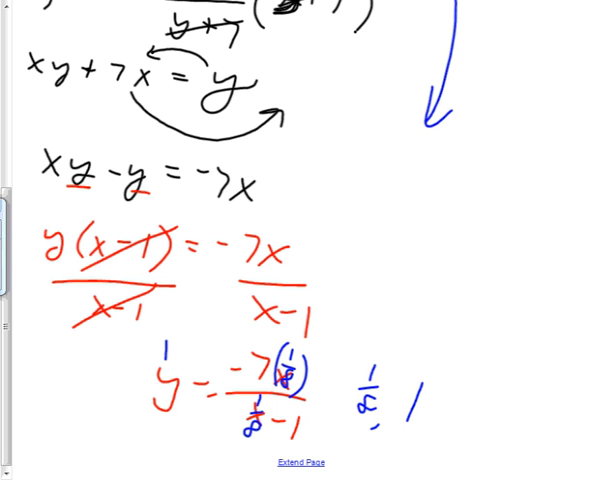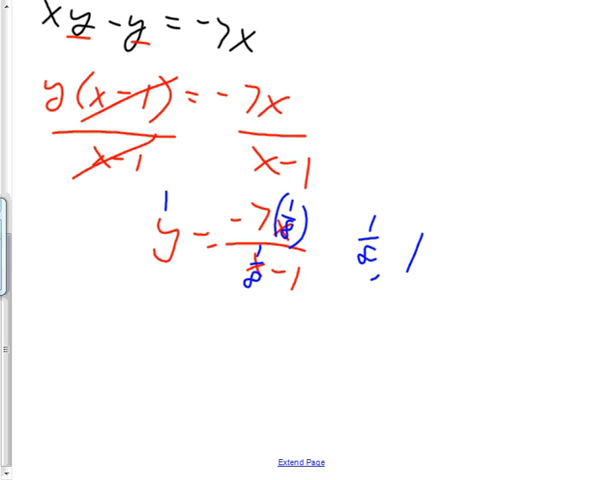It'll be negative 7/8. I need to extend my page again. 1 equals negative 7/8 over 1/8 minus 1 is negative 7/8. Look at that. And that equals 1, doesn't it? So it worked. That's how you can check yourself.